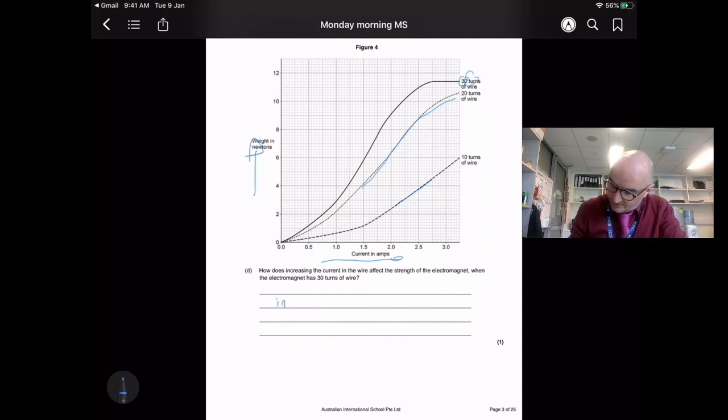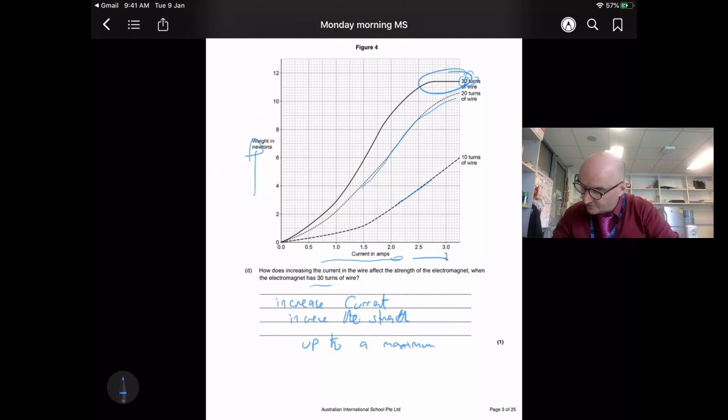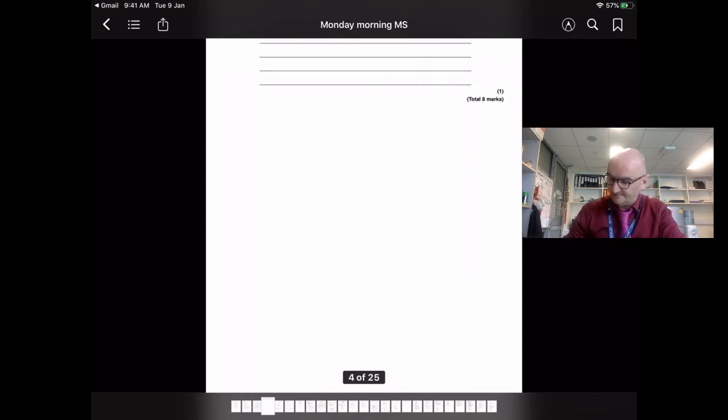Well, I would say if you increase the current, so increase I, which is current, then we increase the strength. I would also say that we increase the strength, this is for 30, because look at this portion of the graph here, we increase it up to a maximum. It would appear that even with increasing current from around 2.75 up to 3, we are still lifting around 11 newtons, which is here. There's no increase for an increase in current with 30 turns. Probably a bit more than needed for 1 mark, but it's okay.